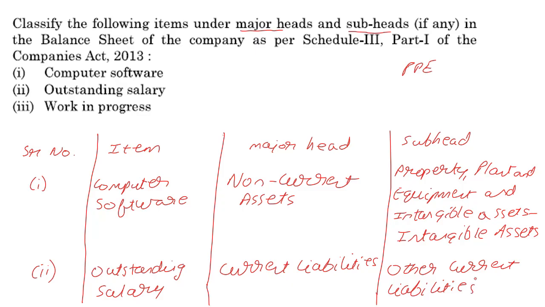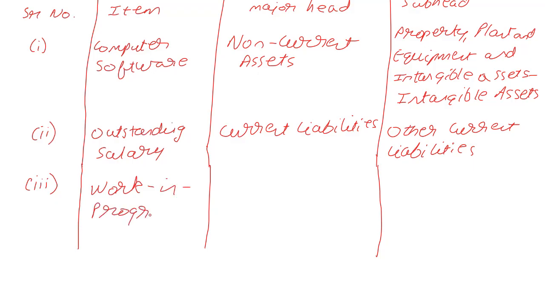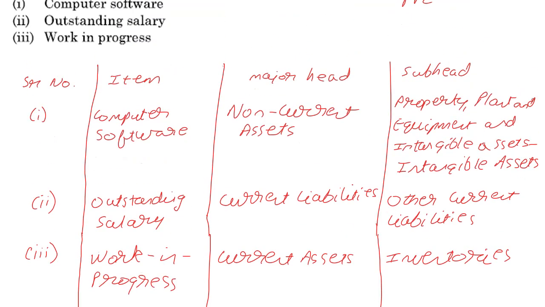Now, the third one is work in progress. Now remember, work in progress, okay, this is not a construction site. They are talking about inventory. And in work in progress, they mean inventory, and inventory itself comes under current assets. And under current assets, inventories is one of the subheadings. Okay, so here we go, inventories. With that, we're done. Okay, this is straightforward.